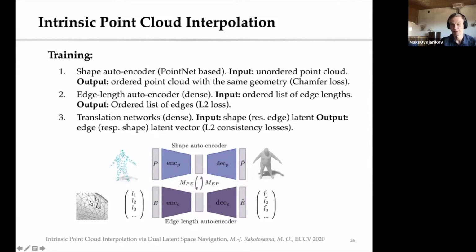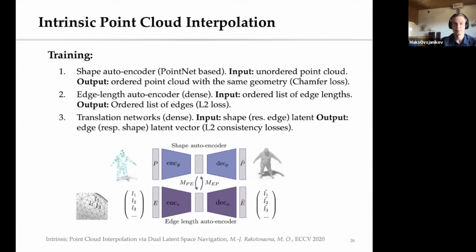And conversely, we have another network that, given a set of edge lengths, constructs a shape that has those edge lengths, right? And they're very, very simple losses to train these. And so this is the whole network. That's the whole architecture. There's basically nothing else hidden.